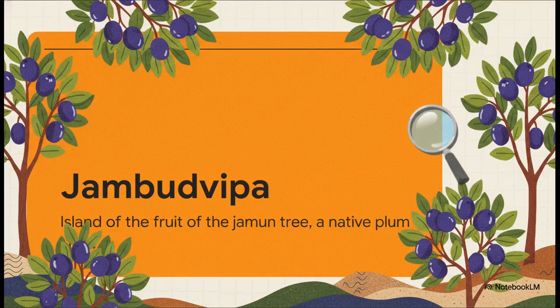Moving on to Section 2, Jambudvipa, the native roots. We see this really early identity beautifully reflected in the name Jambudvipa. It literally translates to the island of the fruit of the jamun tree. And the jamun is a very common plum tree native to India. Think about how amazing that is for a second.